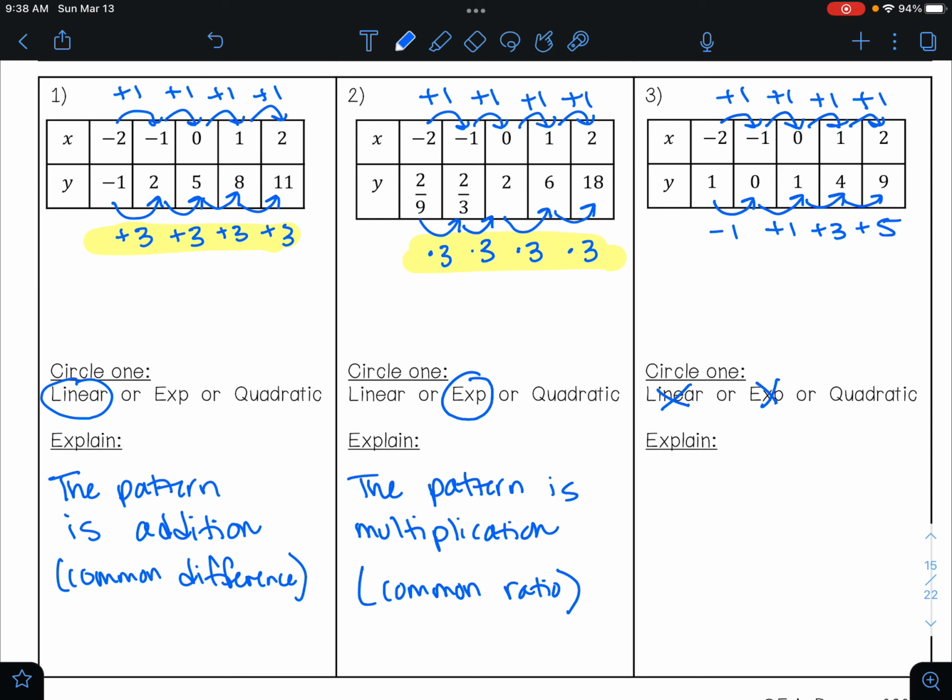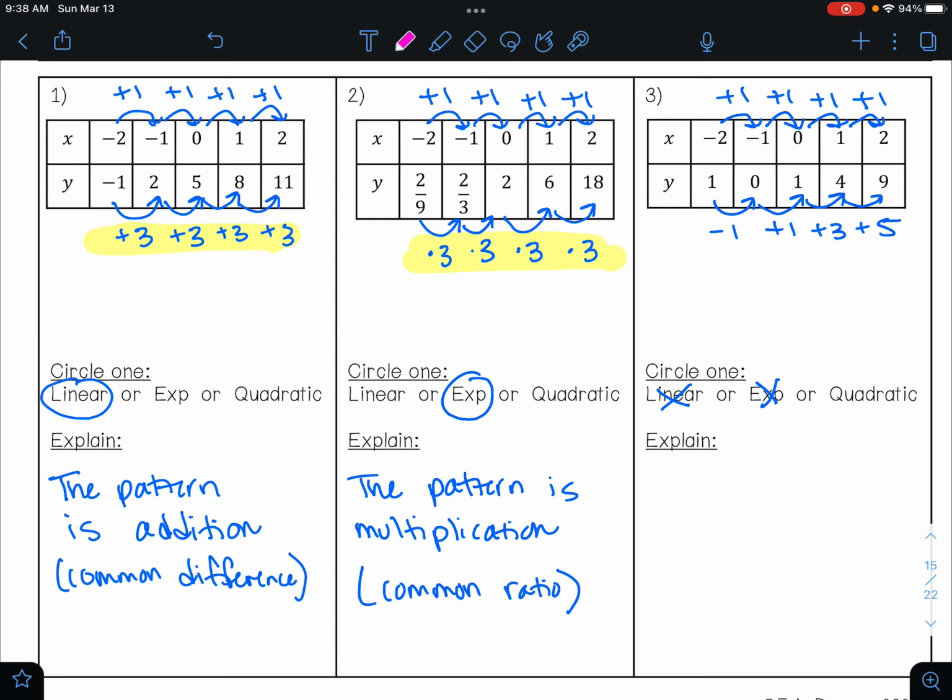So this is going to have to be quadratic, but let's double check and see because sometimes you might get another type of function that's not linear, exponential, or quadratic because there are lots of other types of functions out there. Rational equations, radical equations, logarithmic equations, the list goes on and on.